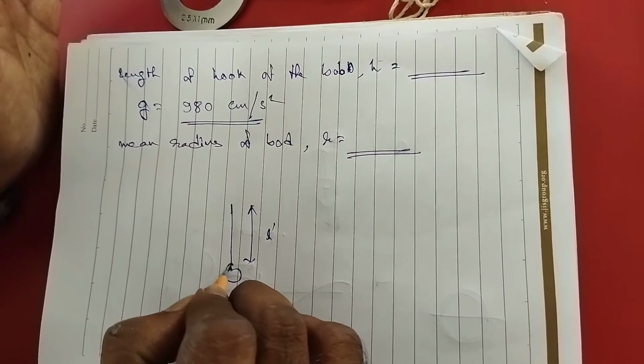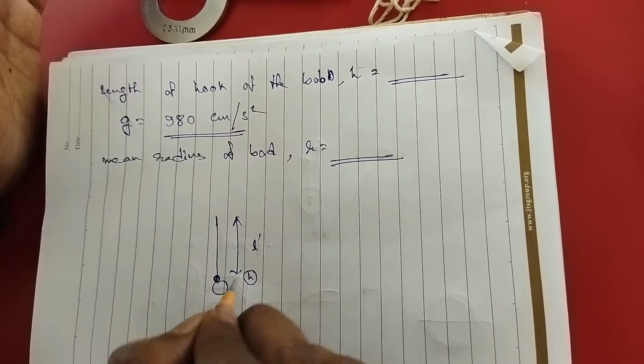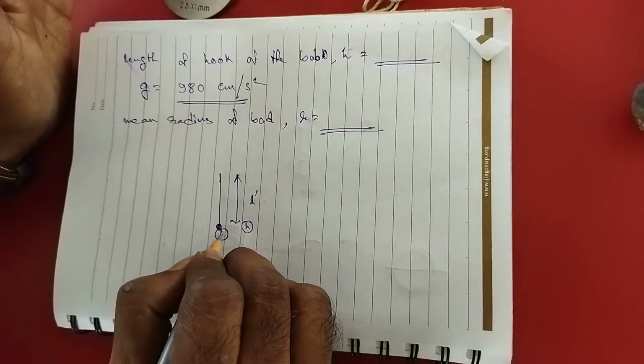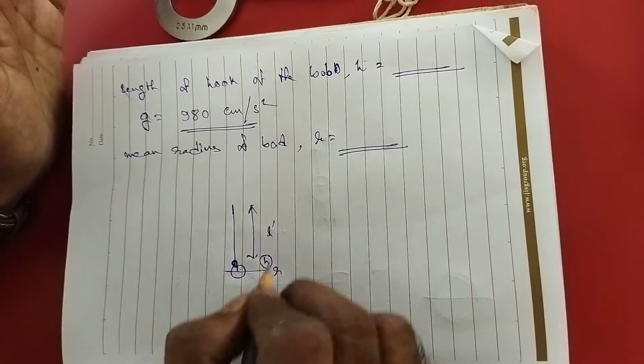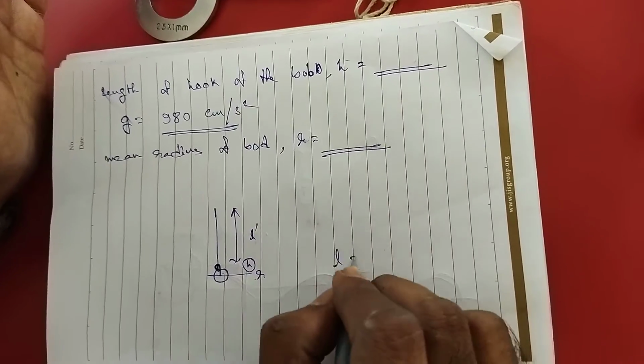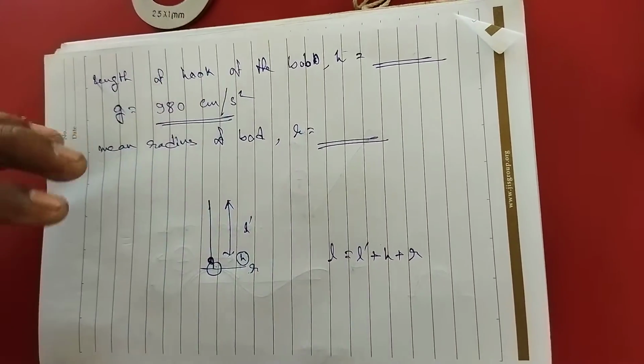Here is a knob over there with the pendulum. This amount of length I am going to take as H, and the radius of the pendulum is R. So the total length L is equal to L prime plus H plus R. Let's try to find out.